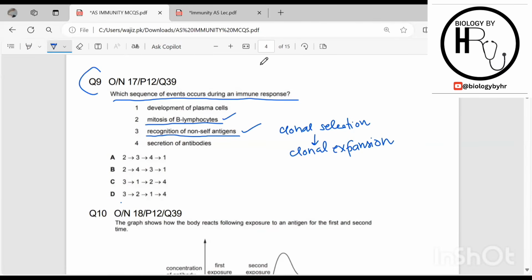So first we have statement 3, then we have statement 2, and then when the clonal expansion happens and the B lymphocyte starts to divide by mitosis, we know that B lymphocytes are then further differentiated into the plasma cells as well as the memory cells.